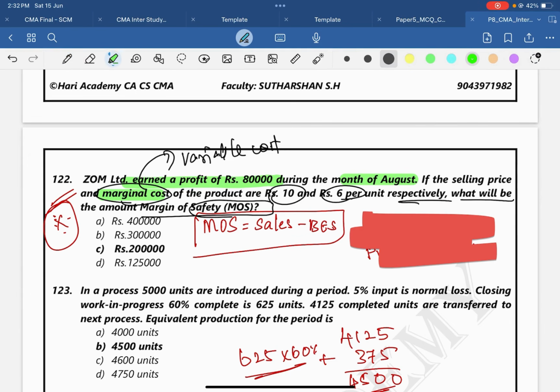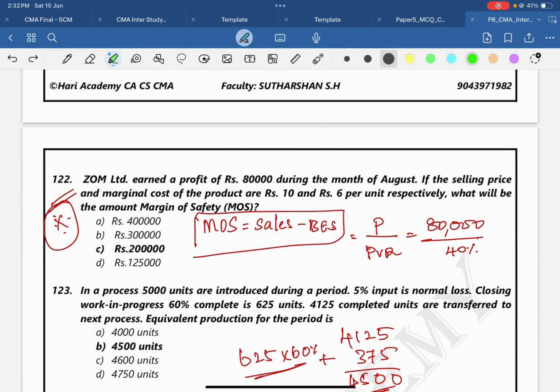Here you can use different methods to explain the problem. But here I will give you a simple one. MOS is equal to sales minus break-even sales, you know. That's a basic formula. But there is an alternative formula. Whenever margin of safety comes, the numerator should be your profit divided by PVR.